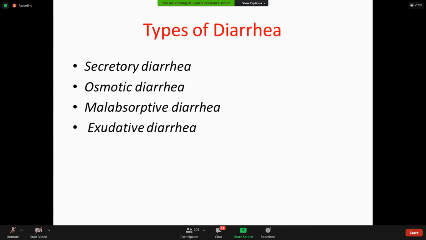In case of exudative diarrhea, it usually occurs with the presence of blood and pus in the stool. It is more common in inflammatory bowel diseases, inflammatory conditions like ulcerative colitis, and severe infections like those caused by E. coli, which we'll discuss later on. And in case of severe food poisoning, so these are the different classes of diarrhea, and I'm sure that everybody would have understood by now.